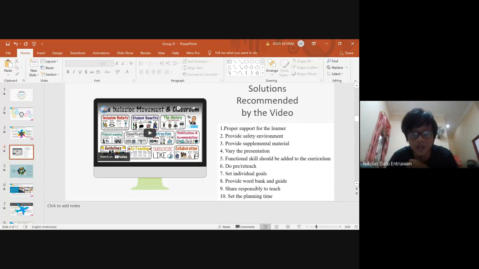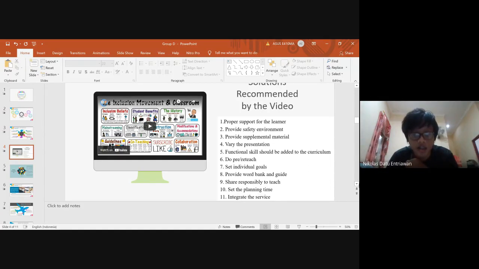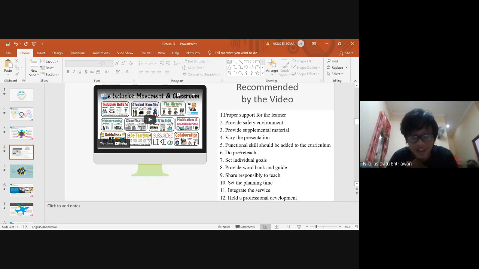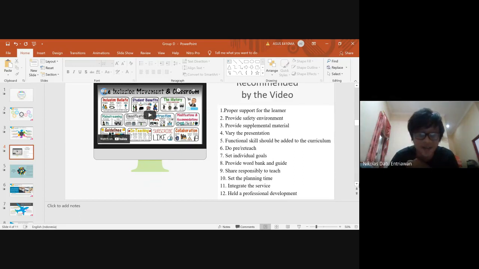Fifth, functional skills should be added to the curriculum. Sixth, do prep or reteach. Seventh, set individual goals. Eighth, provide word bank and guide. Ninth, share responsibility to teach. Tenth, set the planning time. And the eleventh, integrate the service. And the last is professional development.